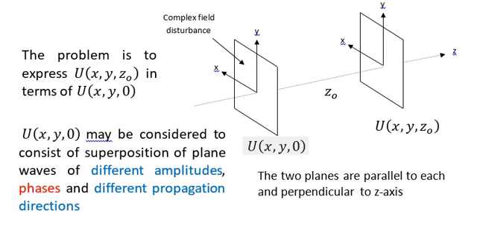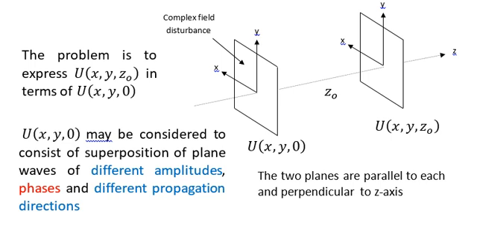The field on the first plane at z equal to 0 is labeled as capital U at x comma y comma 0, and the same field, when it propagates and reaches a distance z0, on that plane the field will be regarded as capital U at x comma y comma z0. So if we assume that the field at the z equal to 0 plane, that is u of x comma y comma 0, is known, we want to find the field at a distance z0, which will be labeled as u of x comma y comma z0. So you see that this is the problem that we are going to address.